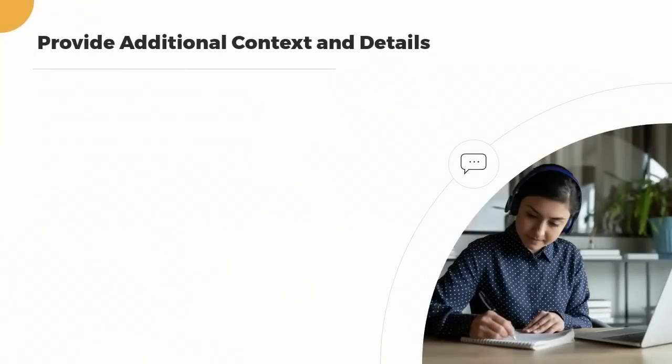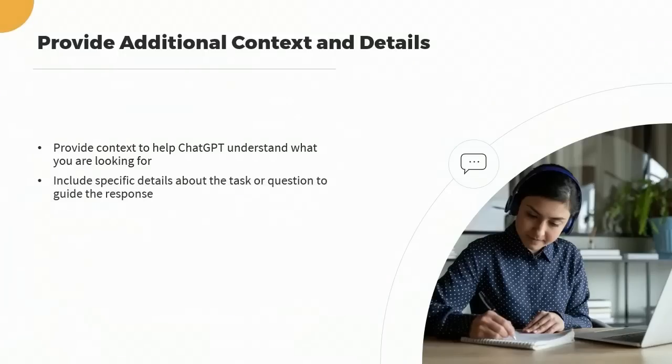Another important aspect of writing effective prompts is providing context to help ChatGPT understand what you're looking for. For example, if you ask the language model to write a descriptive essay about a city, providing context such as the city's location, cultural significance, and notable landmarks can help ChatGPT better understand what type of description is required. Additionally, including specific details about the task or question at hand can guide the response. For example, supplying specific details about the purpose and audience can help ChatGPT provide even more targeted and relevant responses. By providing context and specific details, you can ensure that ChatGPT understands exactly what's expected and can respond accordingly.